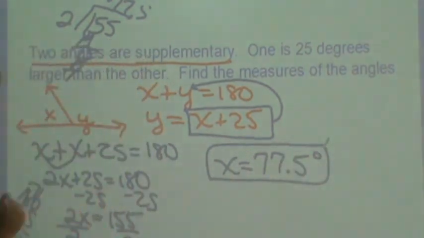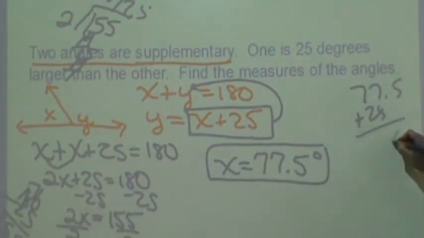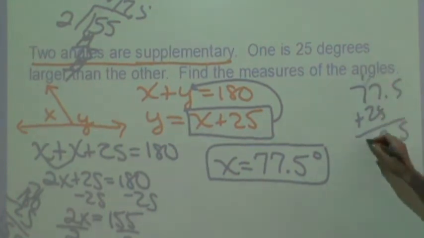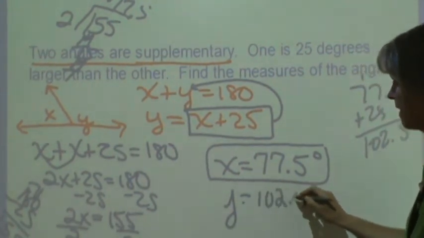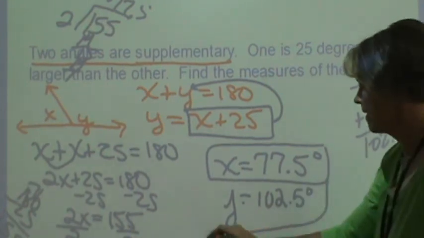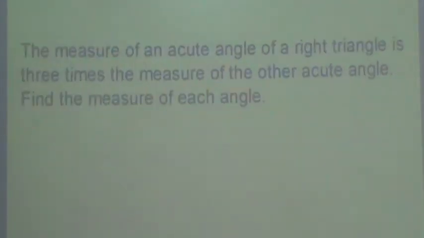All right, so that's one of them. And then the other one is going to be 25 degrees more than that. Okay, so 77.5, and we're going to add 25 to that. 102.5. Okay? All right, so now it came out to a decimal. That's all right.